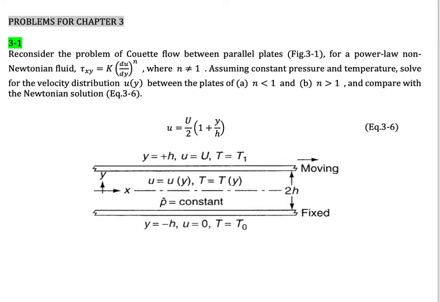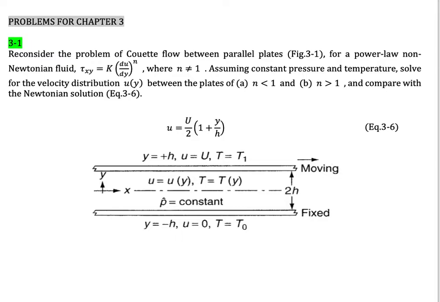We continue our discussion by looking at a few questions from the textbooks. So this is question 3.1. Reconsider the problem of Couette flow between parallel plates for figure 3.1 for a power law non-Newtonian fluid, which is k du/dy to the power of n, where n is not equal to 1. Assuming constant pressure and temperature, solve for the velocity distribution u(y) between the plates for A, n less than 1, and B, n greater than 1, and compare with the Newtonian solution with equation 3.6.